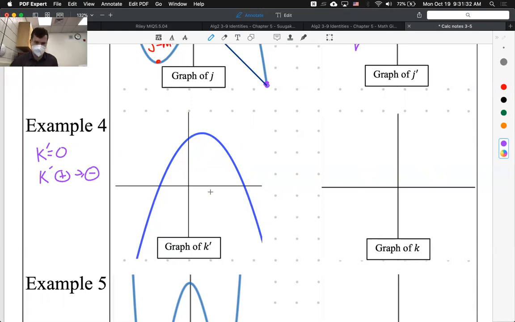Okay, so K prime positive to negative. Let's go ahead and call these points. Let's do it in black here. I'm going to call this point A, this point right here in between B, and this point over here, C. So where does K prime go from positive to a negative, Andrea?